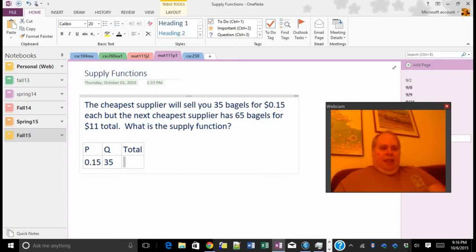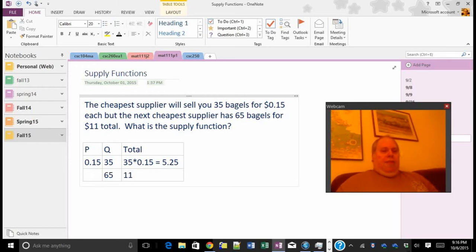And that gives me 35 times 15 cents each for a total of $5.25 for all 35 bagels. Now, the next supplier, we don't know what the price is, but we know the quantity, 65 bagels, and we know what the total is that they're going to charge us, $11.